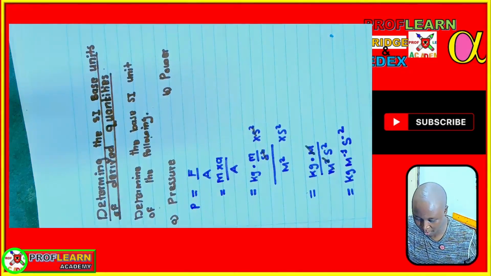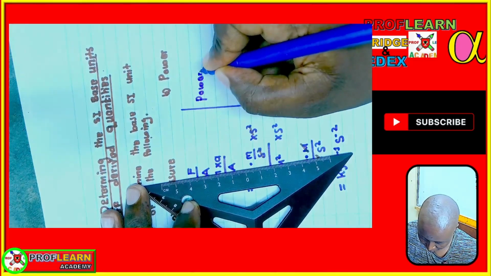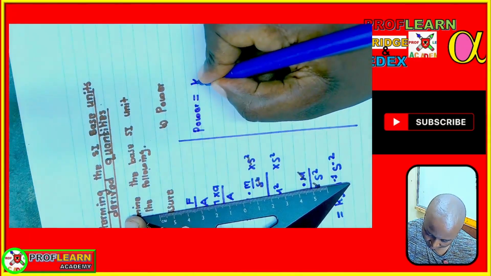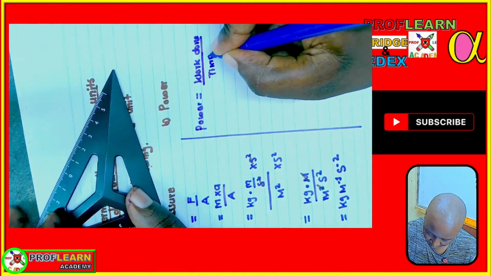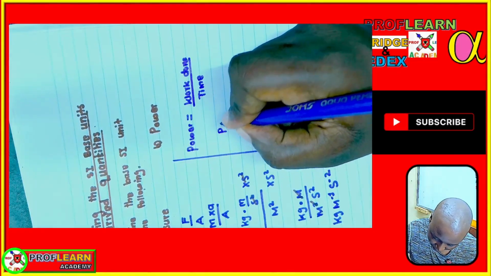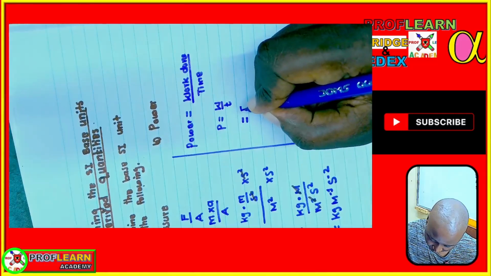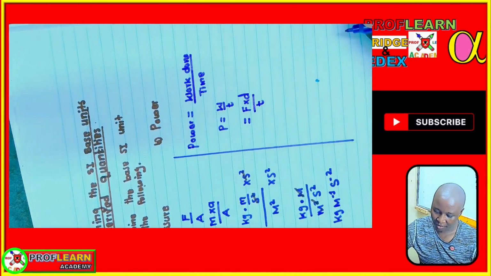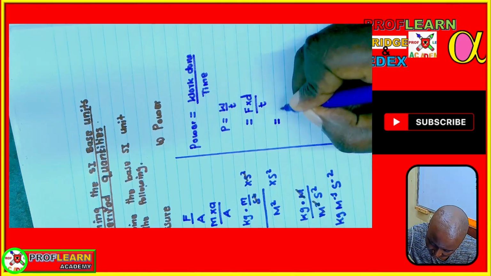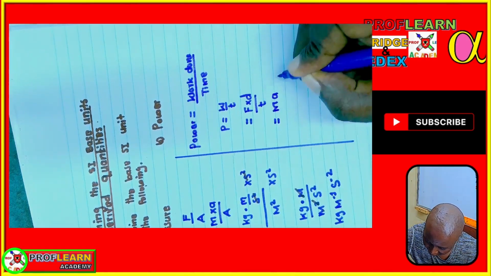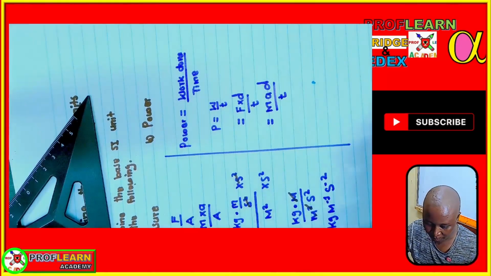But now let's look at power. We know power is obtained from work done divided by time, so power is work over time. And how do we get work done? Work done is force times distance, divided by time t. But we also have to remember that force is the product of mass and acceleration. So the equation becomes mass times acceleration times distance over t. These are the quantities used to calculate power.